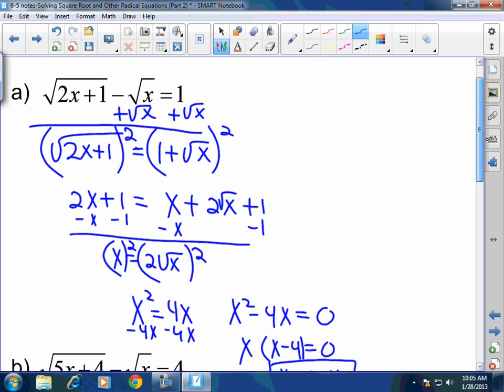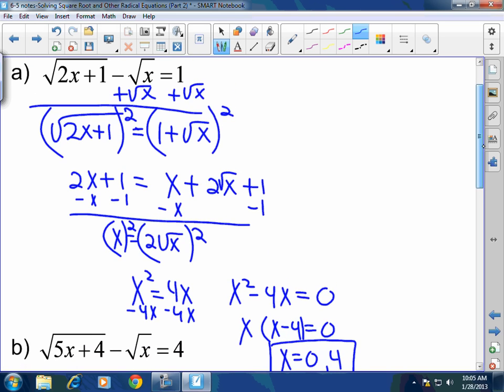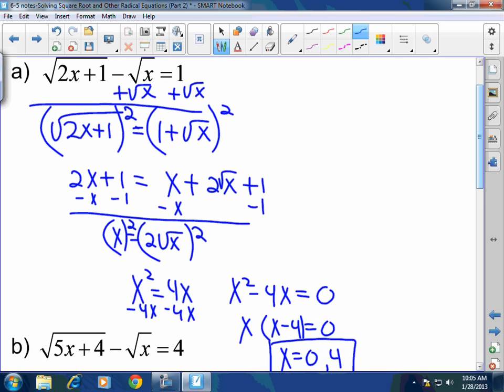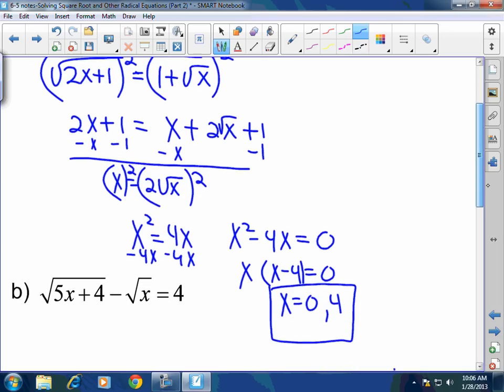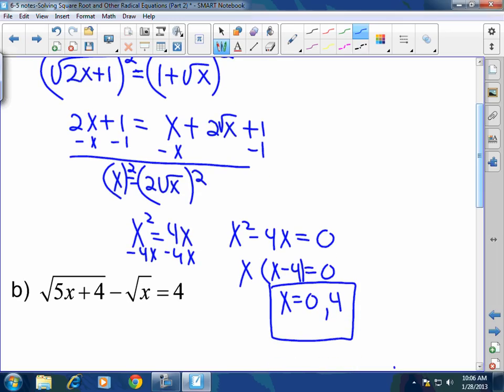0 and 4. We've got to test it. So if x is 0, 2 times 0 is 0, plus 1, the square root of 1 is 1. 1 minus the square root of 0 is 1. So 0 works. For 4, 8 plus 1 is 9. Square root of 9 is 3. 3 minus the square root of 4, which is 2. 3 minus 2 is 1. So they both work. 0 and 4 is your answer.